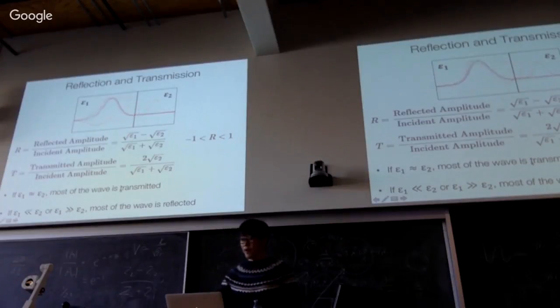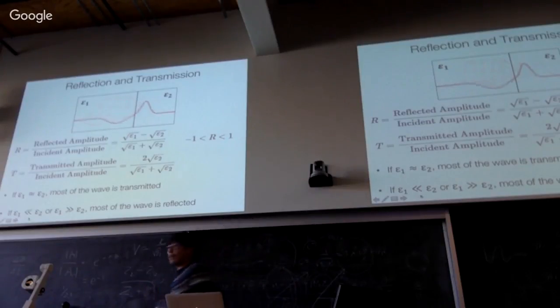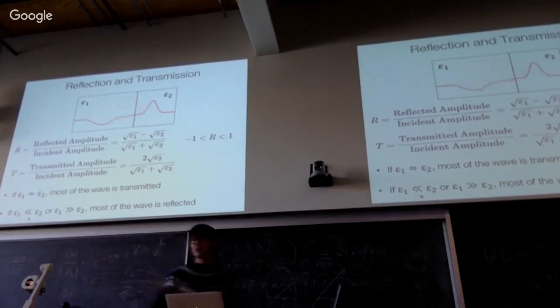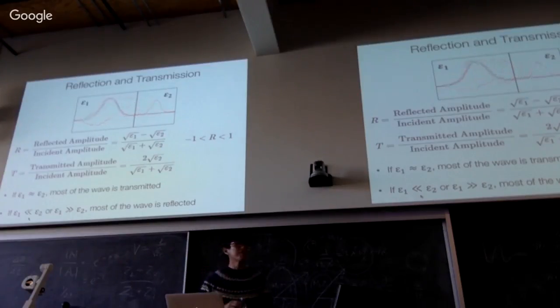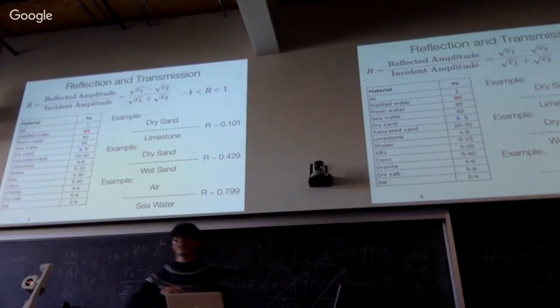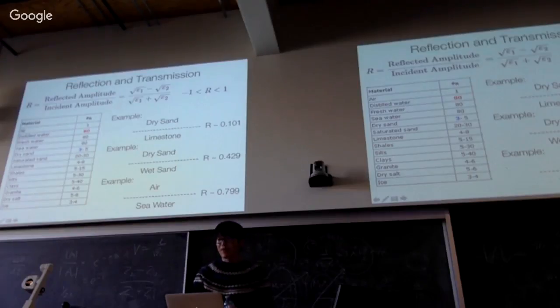Okay. So like we've already talked about, if one medium is much larger, there will be a really large reflection. So there's very small energy transmitted in, and vice versa. And for a given dielectric constant or relative permittivity, we can come up with the reflection coefficient. Right? So this is an example, dry sand and limestone. It's about 0.1, 10%. Dry sand and wet sand, 0.5.